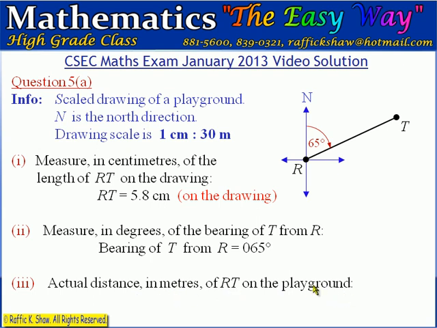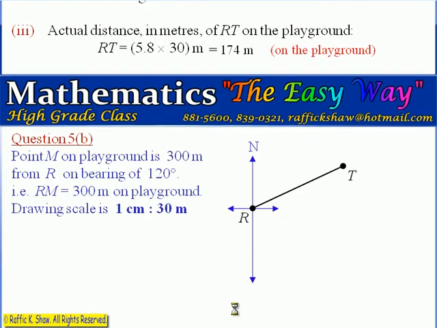Now, part 3 of this question is asking us to calculate the actual distance in meters of RT on the playground. Now what we have is that RT on the drawing is 5.8 centimeters, and we are using a scale of 1 centimeter to 30 meters, and therefore the distance of RT on the ground is simply obtained by multiplying this 5.8 centimeters on the map by 30. The result of this calculation is 174, and therefore the distance of RT on the playground is 174 meters.